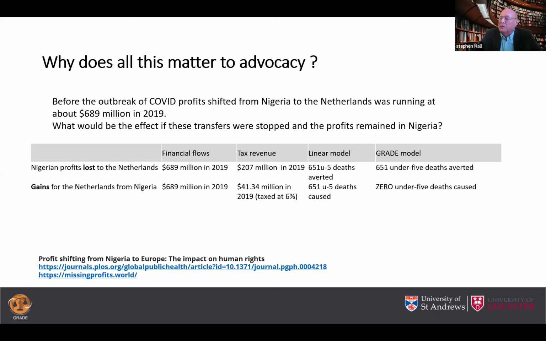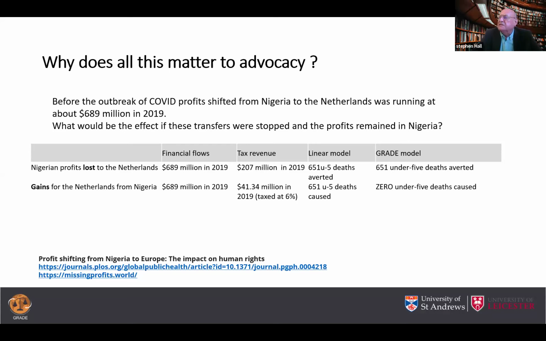If we had a linear model, and we haven't actually created a linear model, but looking at it as a simple approximation, because a linear relationship is symmetric, when we start to look at the SDGs, it would be a similar cost to the Netherlands as the benefit to Nigeria. So we calculate roughly that if you move that amount of money into Nigeria from the Netherlands, it would avert the deaths of about 651 under 5 children per year. And if the model was linear, you'd find that that would probably cause a similar amount of deaths to occur in the Netherlands, because linear models are essentially symmetric.